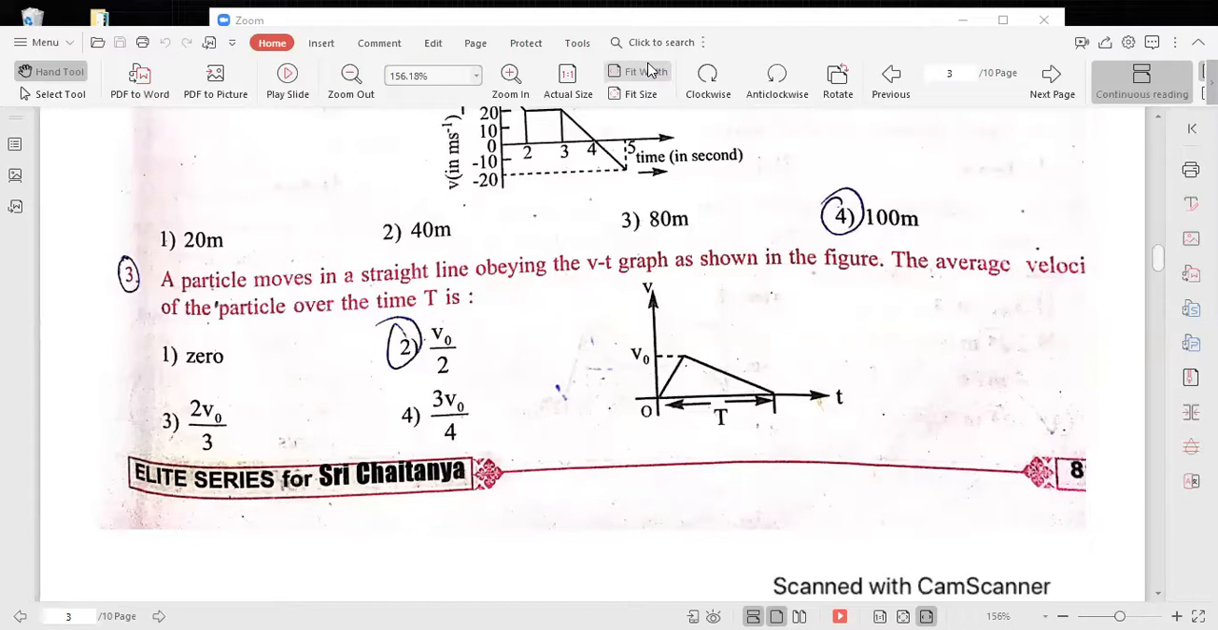Okay, third problem. A particle moves in a straight line obeying the VT graph as shown in the figure. The average velocity of the particle over the time capital T, they asked. The velocity time graph is already given. To find the average velocity, first you find the area under the graph in capital T seconds. That gives the total displacement of the body, no? That displacement S divided by the total time capital T gives the average velocity, no? So you find the area of the graph and divide by the total time.